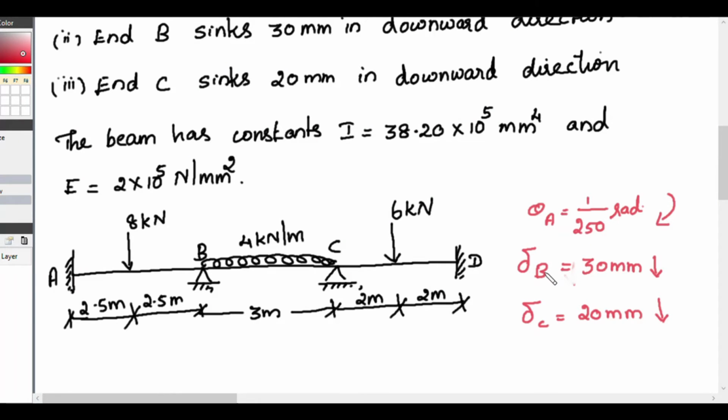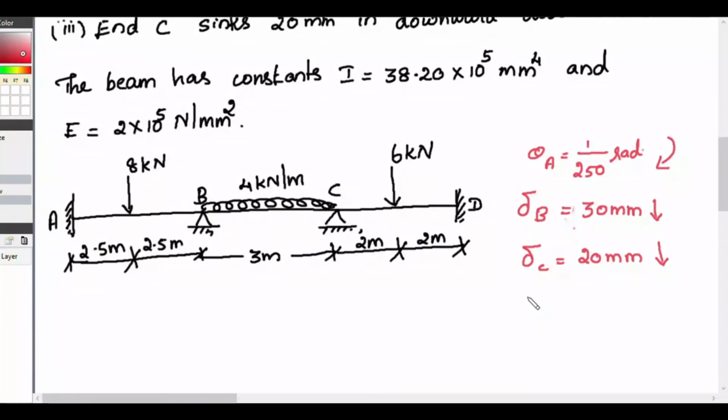So at B, the deflection is 30 mm. At C, the deflection is 20 mm. Both are in the downward direction. The beam has constant I. So the values of I and E are given. The value of I is given as 38.20 into 10 raised to 5 mm raised to 4 and E is given as 2 into 10 raised to 5 Newton per mm square.